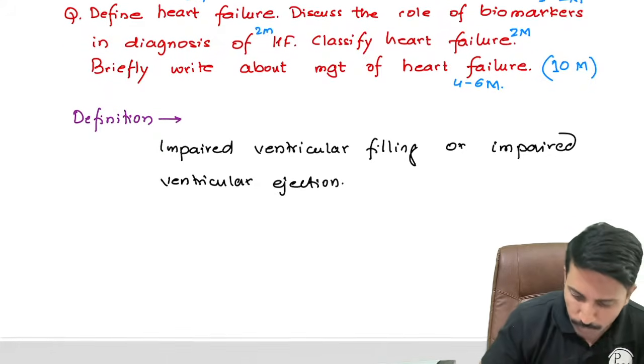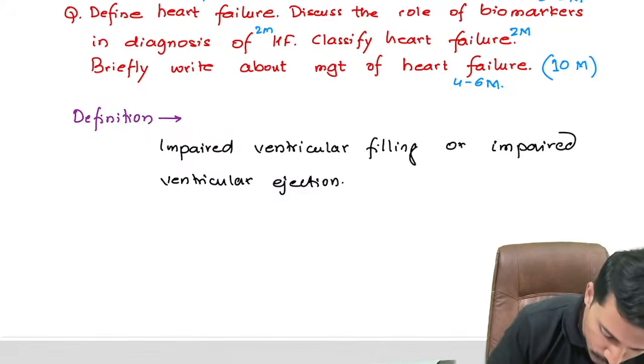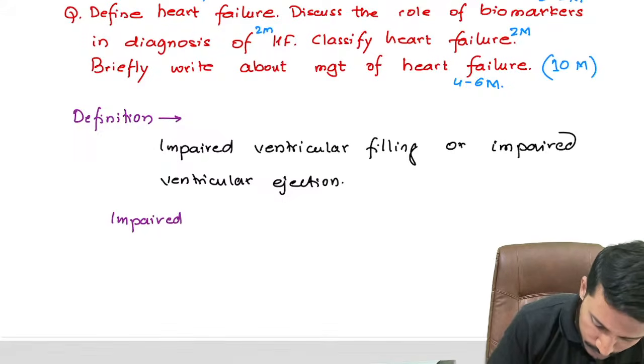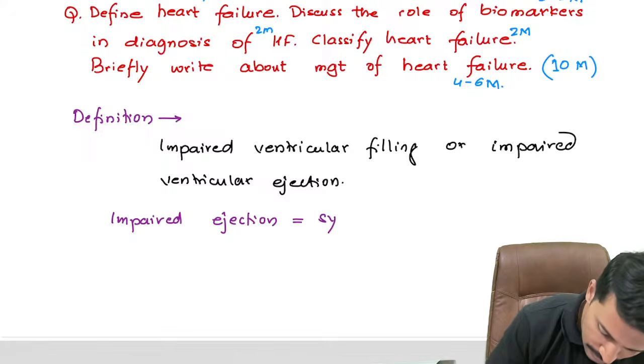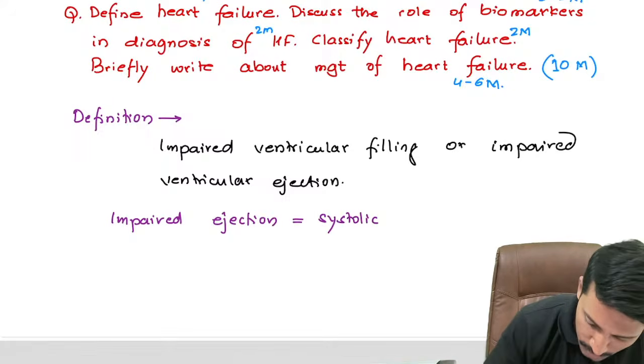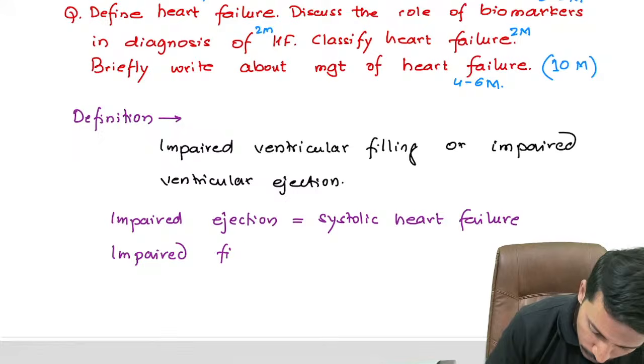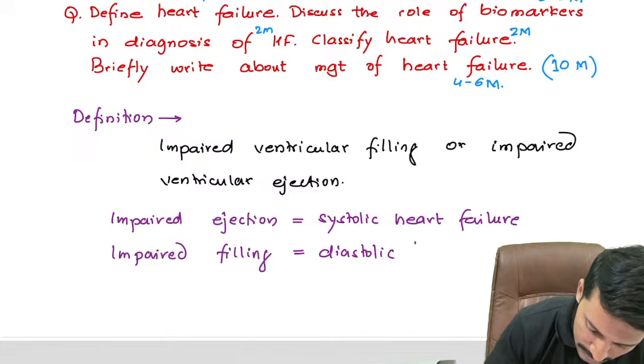Now we eject the blood from the ventricles during systole. So if it is impaired ventricular ejection, you can call it systolic heart failure. It is called systolic heart failure because we eject during systole. And if it is impaired ventricular filling, we are not able to fill the blood into the ventricle, then, because we fill the blood into the ventricle during diastole, we call it diastolic heart failure.